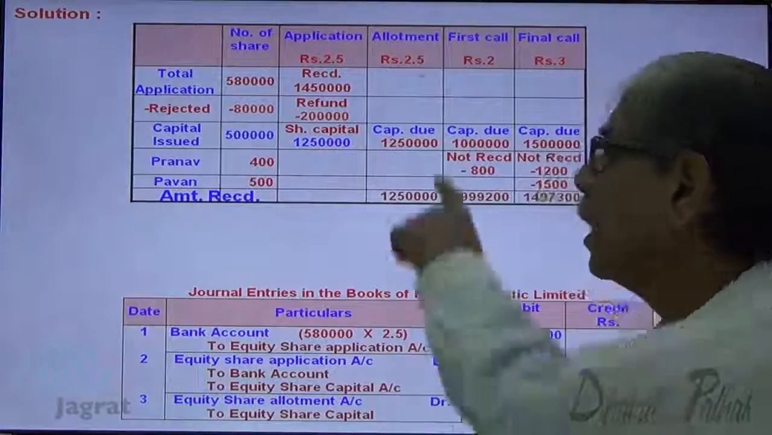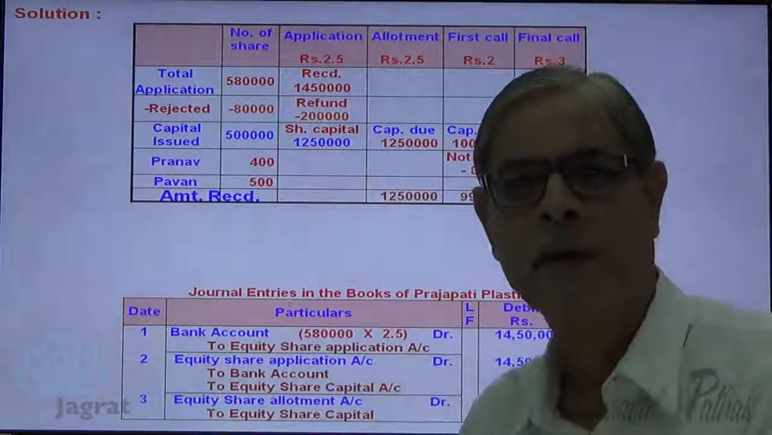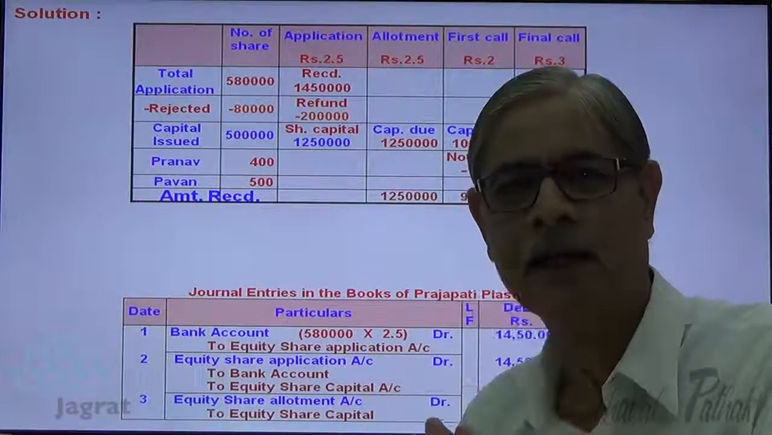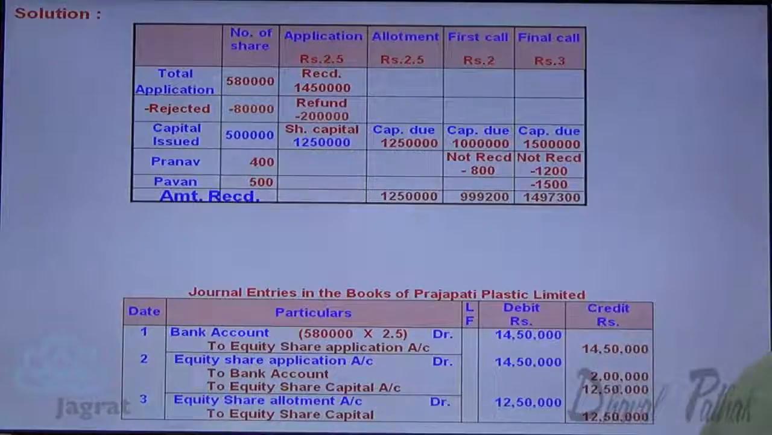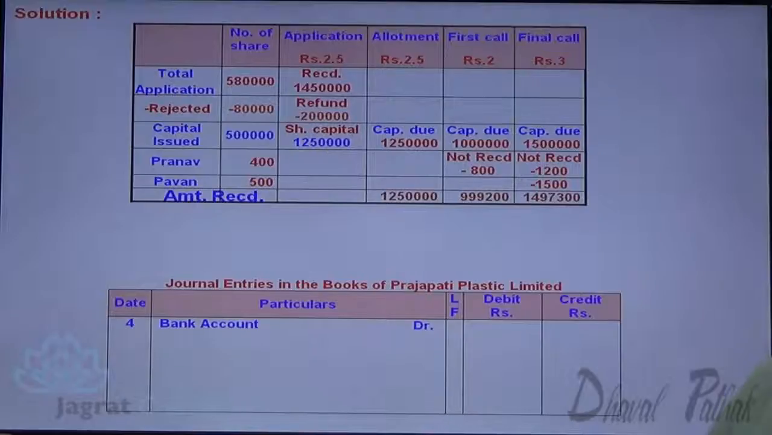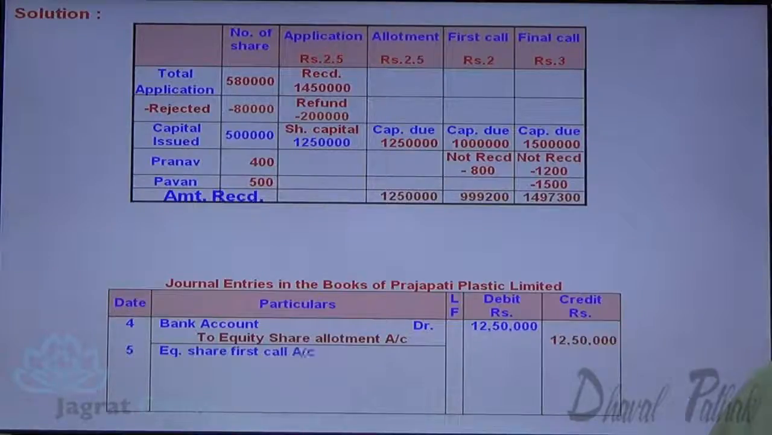Now, how much amount is received against allotment? Full amount is received. So, bank account debit to share allotment account credit, allotment account gets closed. Observe it. Bank account debit 12,50,000 to equity share allotment account credit 12,50,000.